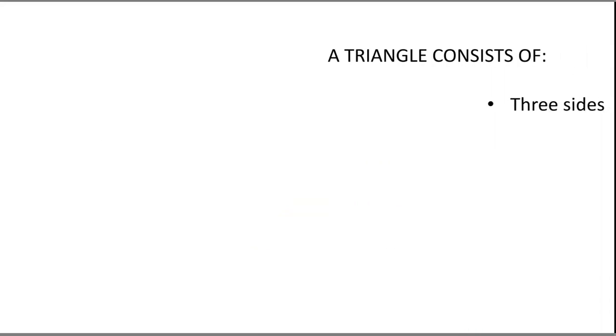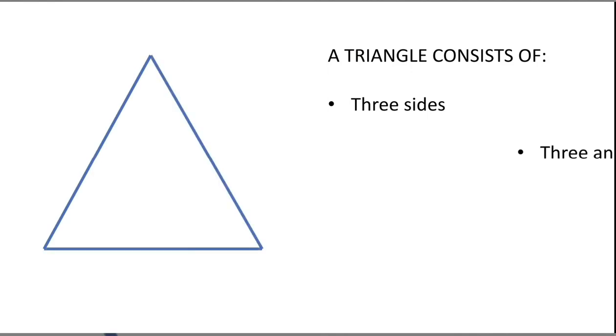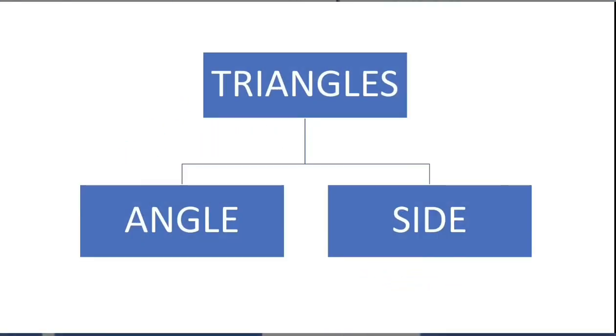Triangles. A triangle consists of 3 sides as well as 3 angles. Triangles can be defined according to their angles and their sides.